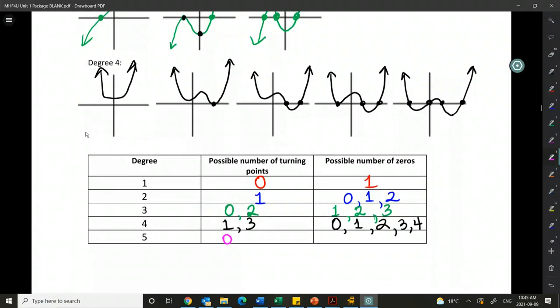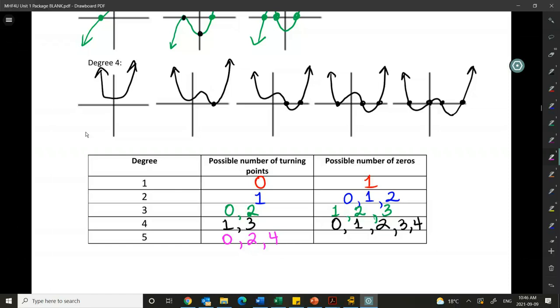So any guesses on what the possibilities might be for turning points for 5? Keaton? 2 and 4. Yes, 0, 2, or 4. So Nick said the turning points are even. He's correct. So if your degree is odd, in order for that to have opposite end behavior, it has to turn an even number of times. So if I start down and I turn twice, my ends are opposite. But if I'm going to turn 3 times and I start down, 1, 2, 3, I'm going to end down, right? So opposite even odd turning points.